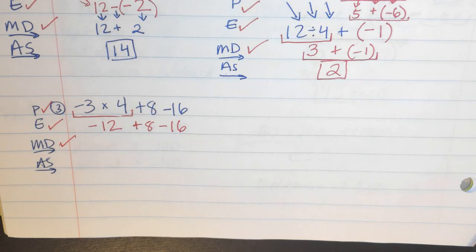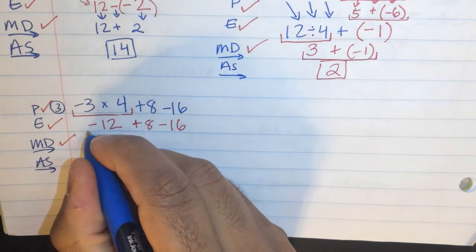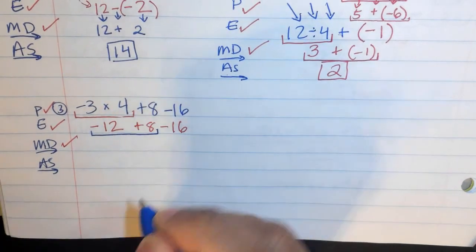Great. And I want to do whatever comes first. So, Amoge, what comes first in this problem? Adding or subtracting? Adding. So I'm going to go ahead and do addition first. Now, Amoge, what's my rule when I add numbers with different signs? What's my rule?